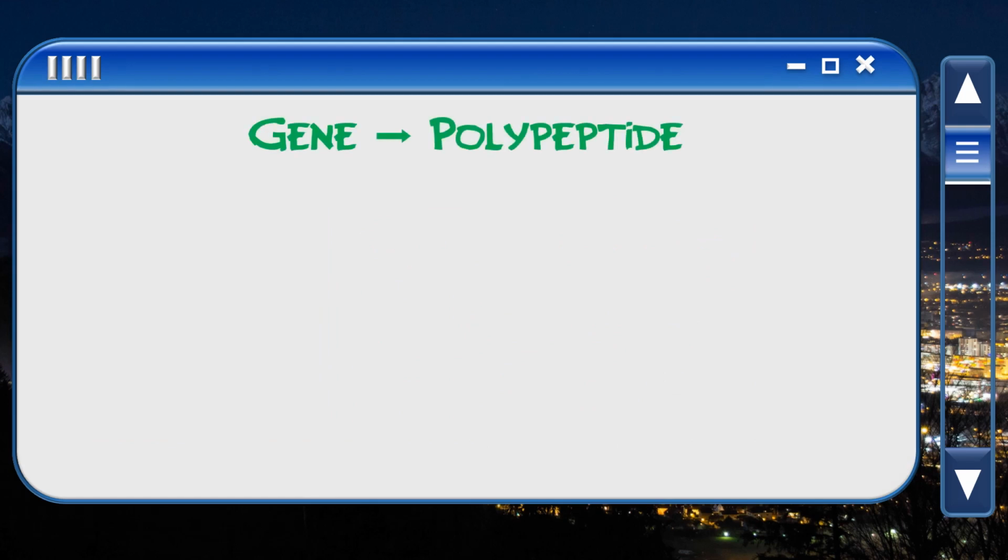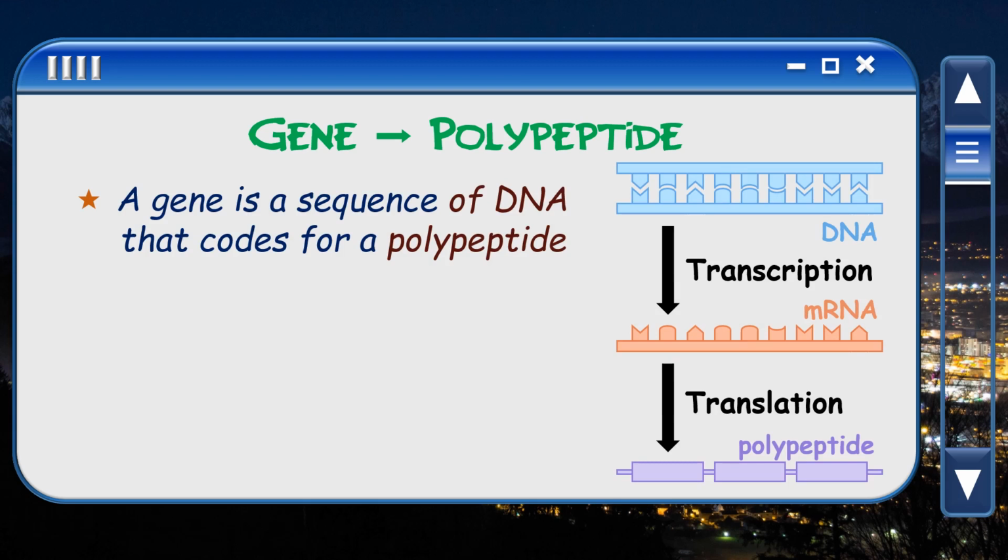Let us now look at gene polypeptides. Now we know that a gene is a sequence of DNA that codes for a polypeptide. A gene is just the way DNA is arranged, and the arrangement of the DNA has the chemical instruction that is going to form a polypeptide. So that arrangement of the DNA is what we refer to as a gene.